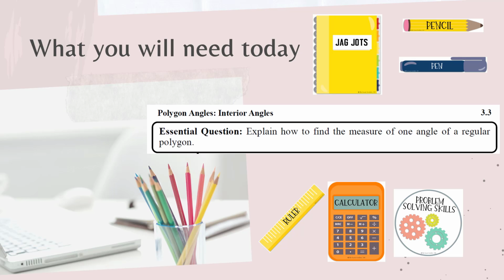Today you are going to need a pen or pencil, something to write with, your Jaguar jots starting on section 3.3 with the essential question, explain how to find the measure of one angle of a regular polygon. A calculator might be helpful, and as always, your growth mindset and especially those problem-solving skills.